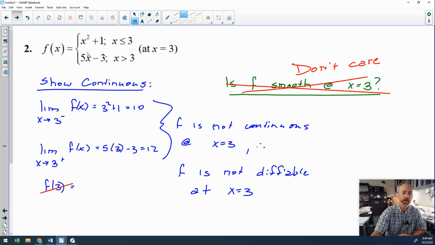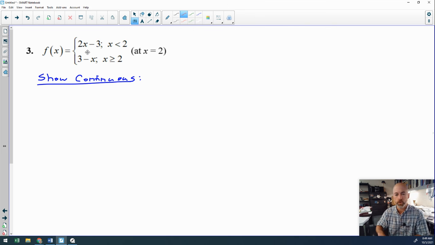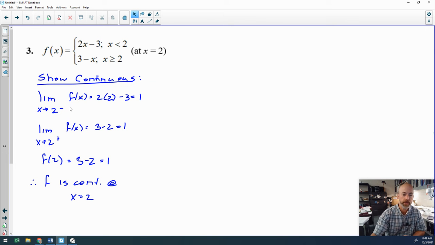All right, so let's look at another one, number 3. And I'm going to go a little bit quick on this one because it's pretty similar to number 1 and number 2. We want to first show that the function is continuous, and we do that by looking at the left and right limits. And so here's what happens when you do the left and right limits. You get 1 for the left side, you get 1 for the right side. F of 2 is 1. So I know that f is continuous at x equals 2.